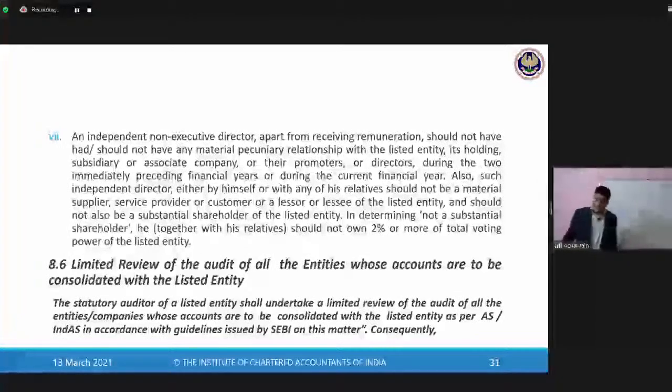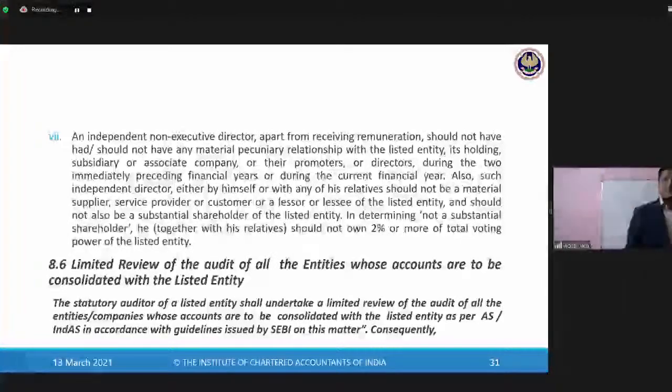Now, moving on to the next part, that is about limited review of the audit of all entities whose accounts are to be consolidated with the listed entity. So let's understand this requirement. The statutory auditor of a listed company shall undertake limited review of audit of all the entities, companies whose accounts are to be consolidated with the listed entity as per Ind AS. This should really be Ind AS now, in accordance with the guidelines issued by SEBI on this matter.